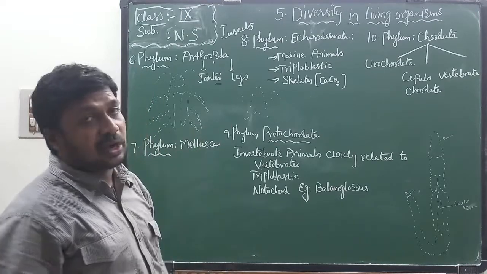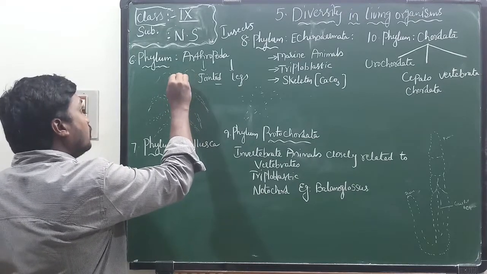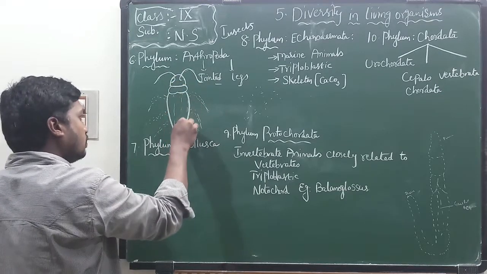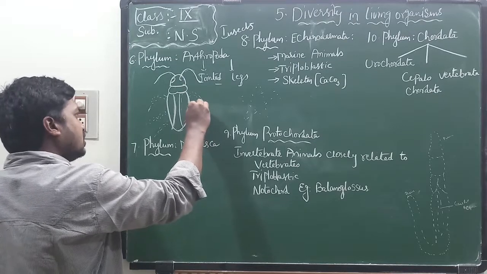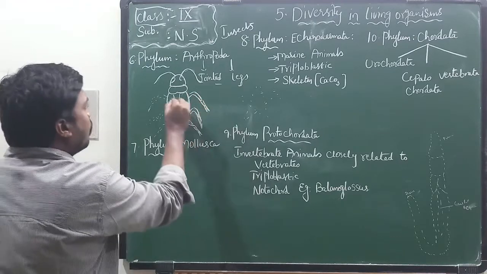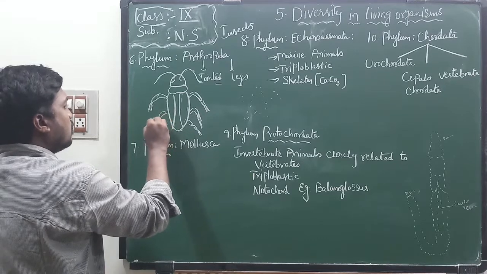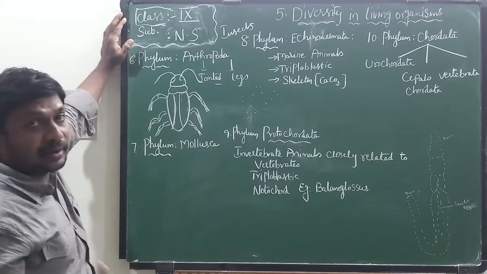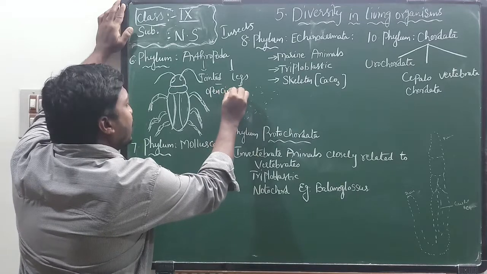What are the common features of Arthropoda? Now I will draw the diagram of a cockroach. See here, these are jointed legs. They have jointed legs. If you observe the characteristics of arthropods, they have open circulatory system. Open circulation.